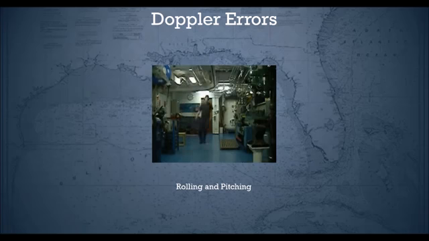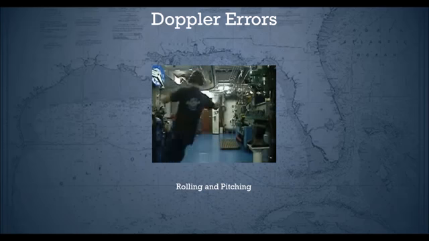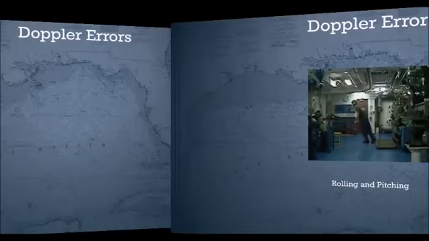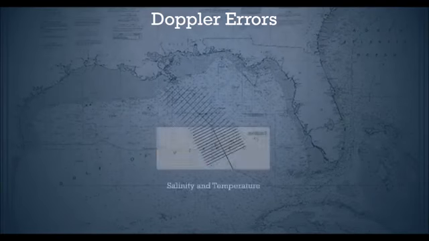Doppler has errors, like being prone to rolling and pitching. It gives you erroneous speed. This can be avoided by using what is called a Janus configuration. We're going to have a look at what Janus configuration is in a minute.